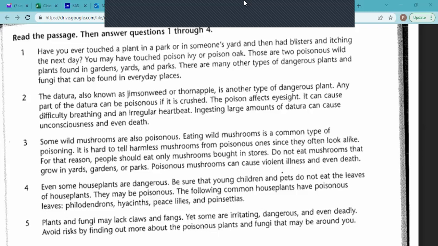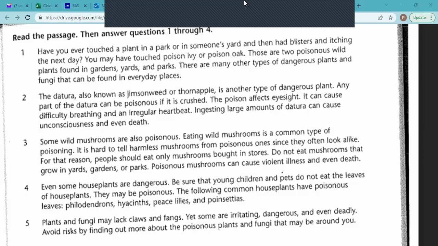Some wild mushrooms are also poisonous. Eating wild mushrooms is a common type of poisoning. It is hard to tell harmless mushrooms from poisonous ones since they often look alike. For that reason, people should eat only mushrooms bought in stores. Do not eat mushrooms that grow in yards, gardens, or parks. Poisonous mushrooms can cause violent illness and even death.